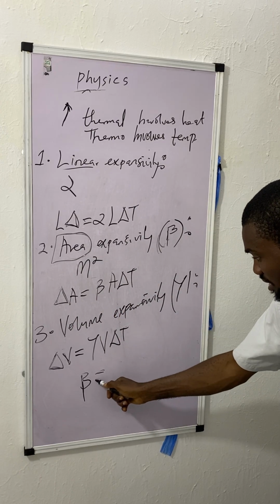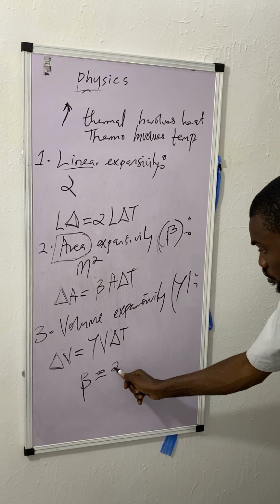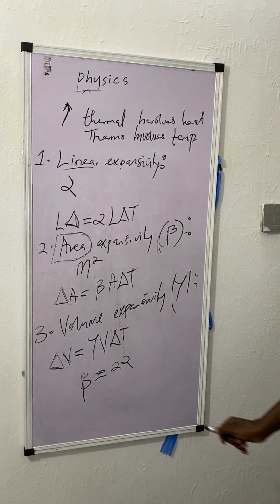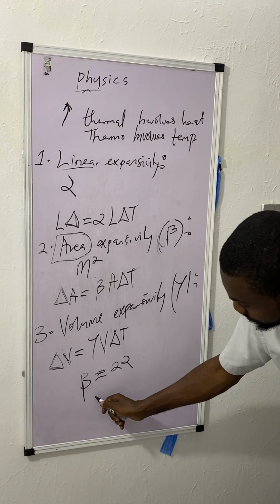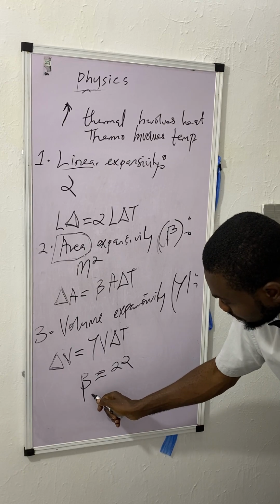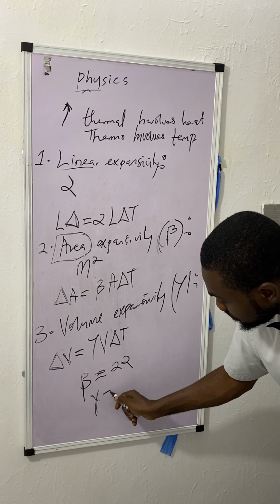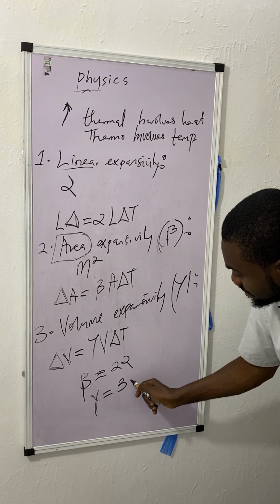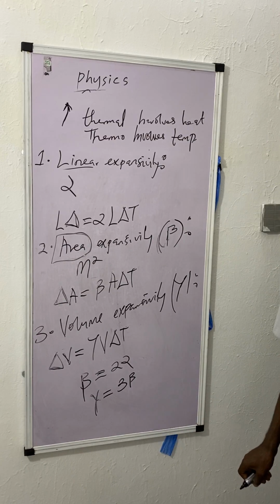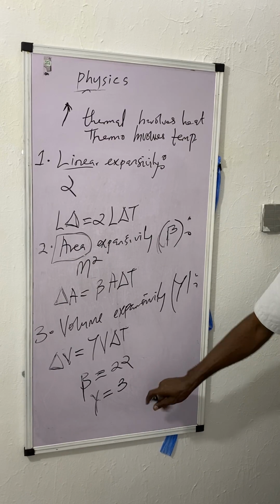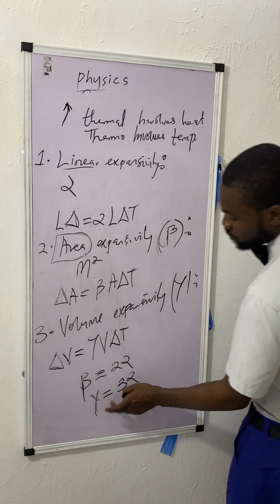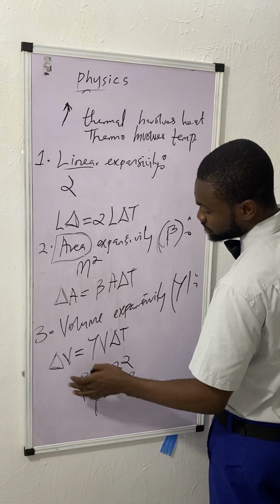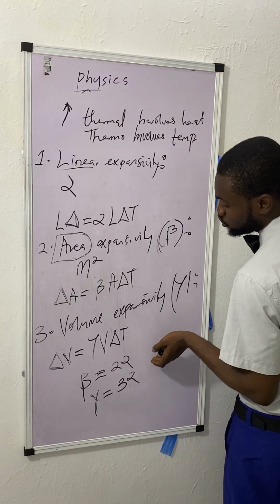Beta, which is area expansivity, is equal to 2 times alpha. It's not 2 alpha, it's 2 times alpha. Then we have gamma, which is volume expansivity, which is equal to 3 times alpha. So volume expansivity equals 3 alpha, and area expansivity equals 2 alpha.